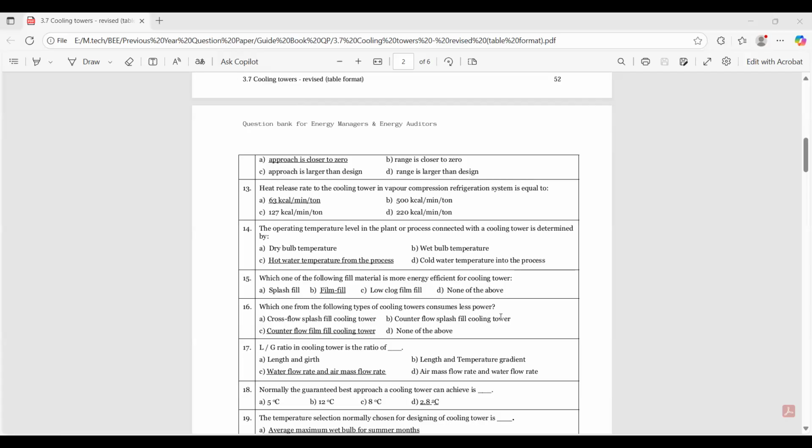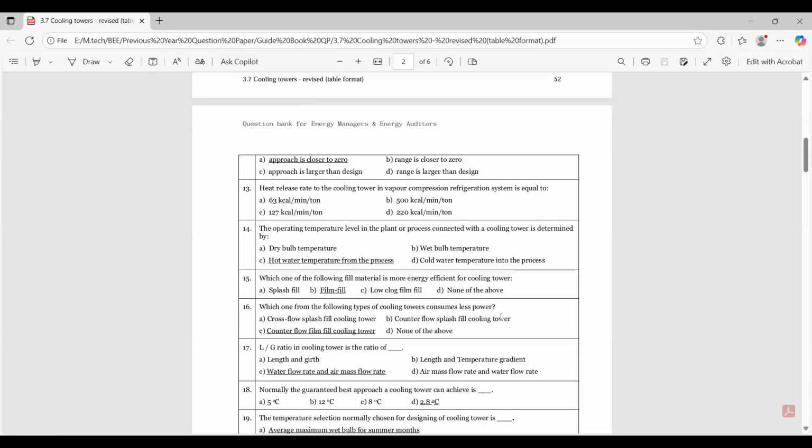In the counterflow, you will get lower power consumption because the air is circulating from the bottom, so not that much work has to be done to suction that air. Then the L by G ratio in a cooling tower is the ratio between water flow rate and air mass flow rate.